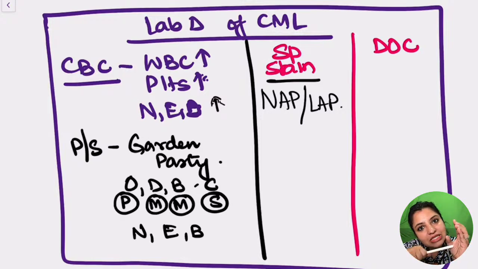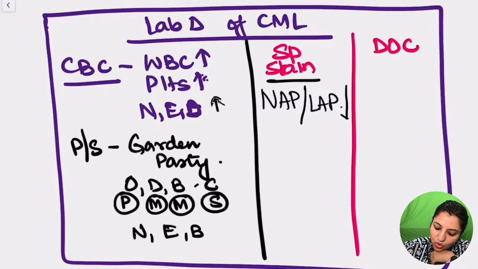So if the mutation is in the stem cell level itself, secondary granules will not be formed properly. So what will happen to the NAP? It will be low. Okay, so NAP will be low in cases of CML. It is an alkaline phosphatase. So you can say it as a leukocyte alkaline phosphatase or neutrophil alkaline phosphatase. It will be low.